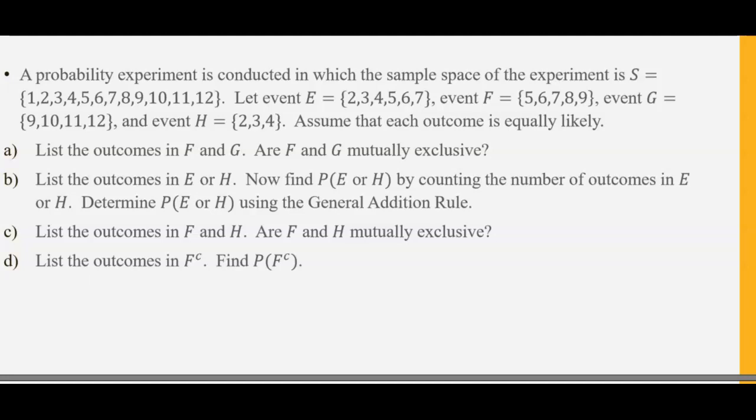List the outcomes of F and G, and are F and G mutually exclusive. So for A, to start off, all we need to do is simply write out what F has in it and what G has in it. So F is 5, 6, 7, 8, 9, and G is 9, 10, 11, 12.